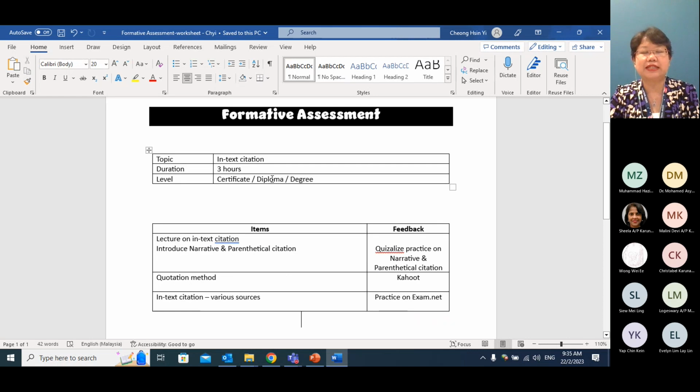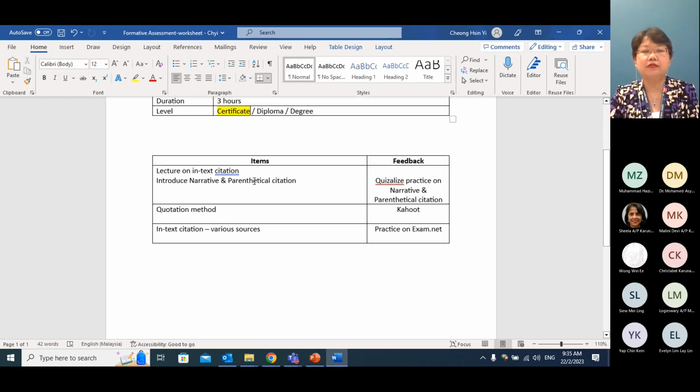So my topic is in-text citation, duration is 3 hours. My level is certificate level. Basically my items would be this one. I will give a lecture on in-text citation. There are different parts of it. Before that, I would tell them we have gone through what referencing and plagiarism are generally, and then we go into in-text citation, and I will introduce narrative and parenthetical citation.